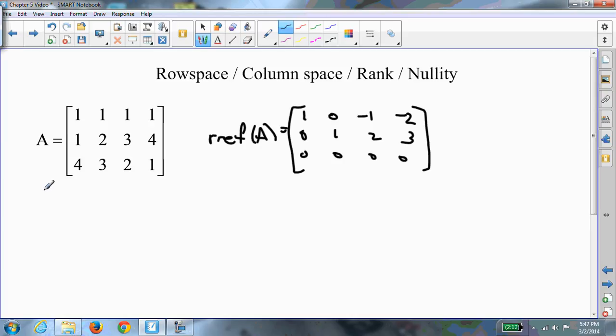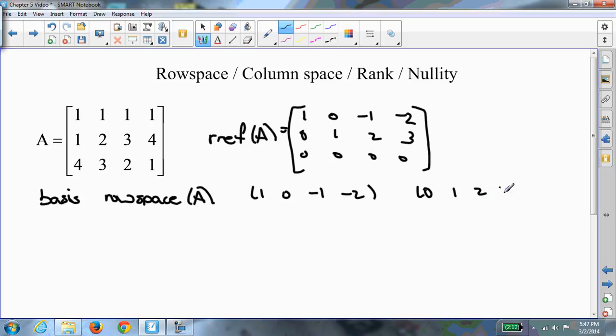And so the basis for the row space of A would be the vectors 1, 0, -1, -2, and 0, 1, 2, and 3. Now, the basis for the column space is not as straightforward, but not too bad either.